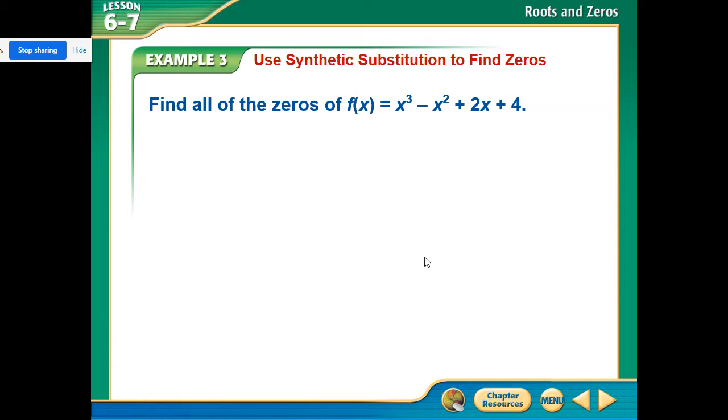All right, so how does this help us? This helps us to know where to look for our zeros. Are we going to look on the positive side, or are we going to look on the negative side?